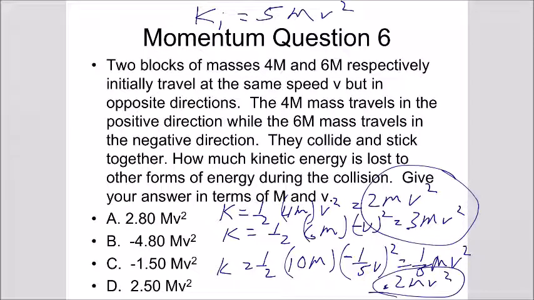We started with 5 mv squared initially. We ended with 0.2 mv squared, which means we lost 4.8 mv squared worth of energy. This doesn't ask for the change in, this just asks for how much was lost. So we could take this answer as just positive 4.8 mv squared.